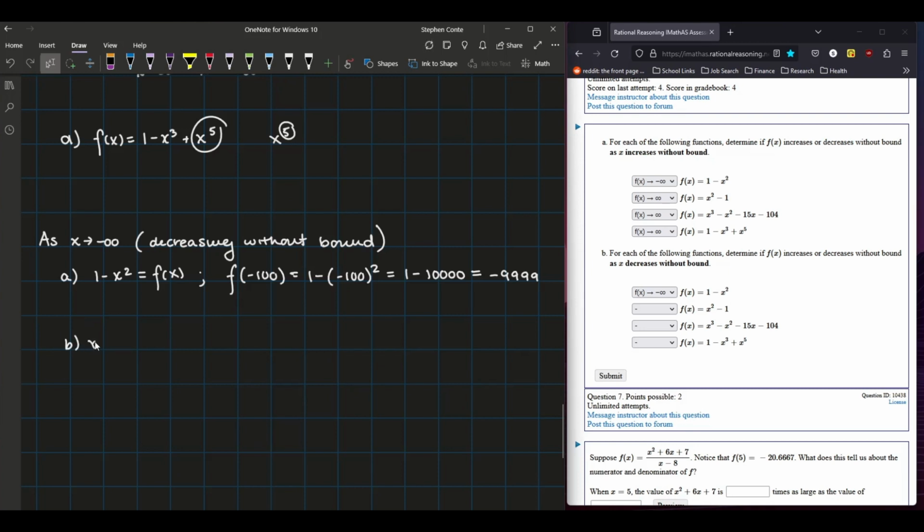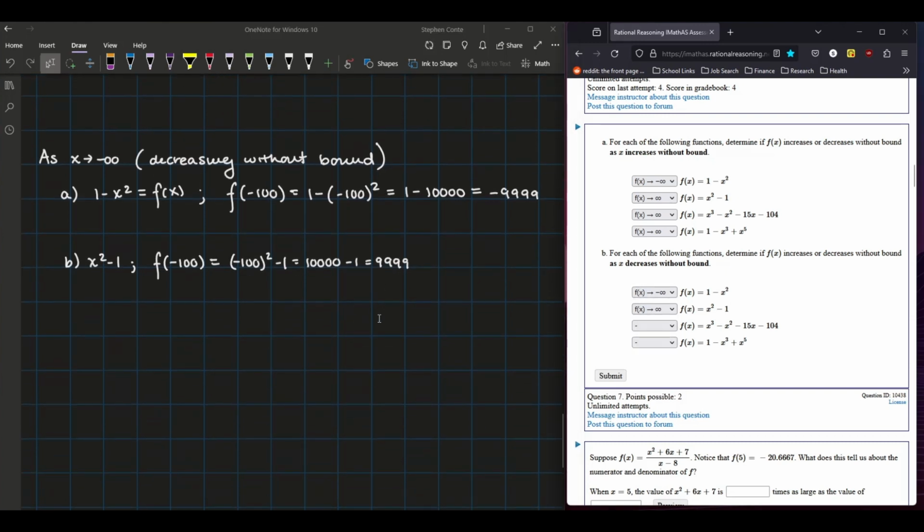For b, I have x squared minus 1. It's going to be the same thing, right? Because if I square a negative number, it's going to give me the positive. So f of negative 100 here is going to be negative 100 squared, which is going to be 10,000 minus 1, which is 9,999. So then here x still tends towards positive infinity.